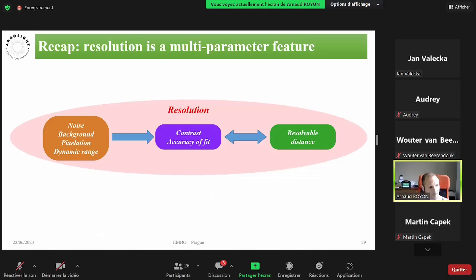So to recap, resolution is a multi-parameter feature. As we saw, noise, background, pixelation, and dynamic range influence the contrast and the accuracy of fit. And these two parameters, contrast and accuracy of fit, influence the resolvable distance we can achieve. And actually, all these parameters are gathered in what we call the resolution.